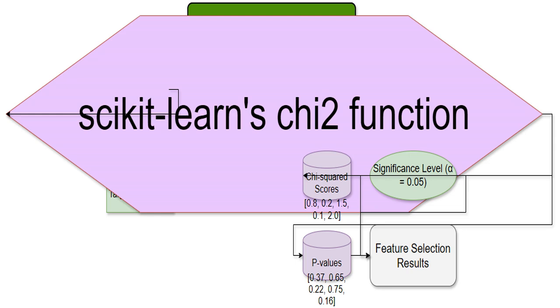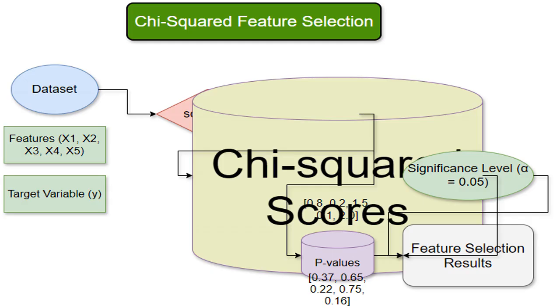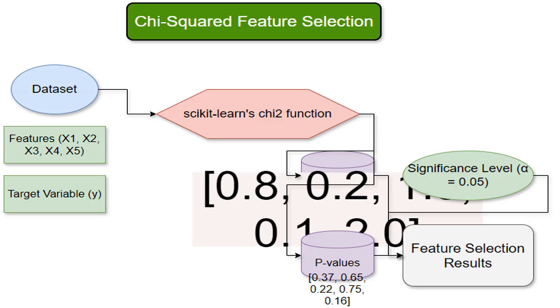I obtain a set of numbers that represent how strongly each feature is associated with the target variable. Higher numbers mean a stronger relationship. Here, I got 0.8, 0.2, 1.5, 0.1, 2.0. These are the actual chi2 scores for each feature x1 to x5. Notice that x5 has the highest score.